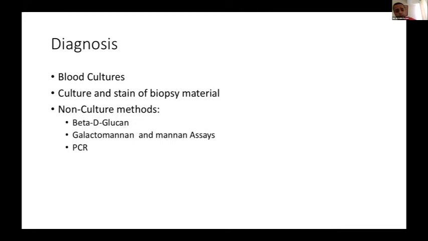So what is the diagnostic armamentarium that we have? We have blood cultures, but unfortunately, in more than 50% of cases, the blood cultures tend to be negative in invasive fungal infections. We can also use culture and stain of biopsy materials, especially if we suspect the focus of infection. There are the non-culture methods that we can use. Remember I talked about the beta-D-glucan, which is found within the cell wall. We can also use the galactomannan and the mannan assays, and PCR, especially for Candida, which is now currently available in Kenya. We can use Candida PCR, and it's quite sensitive.